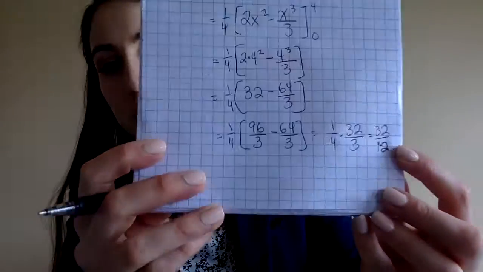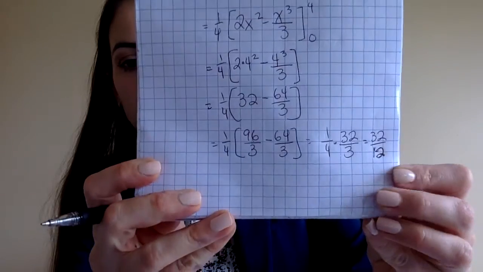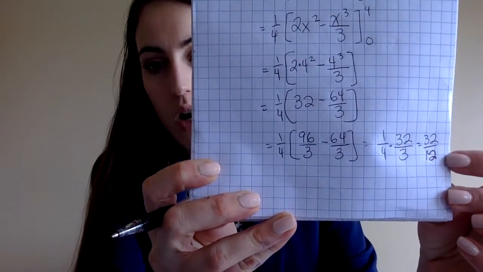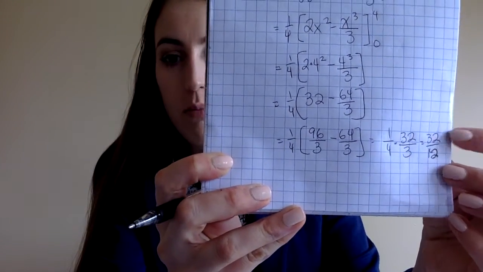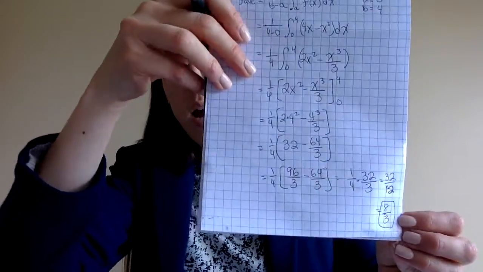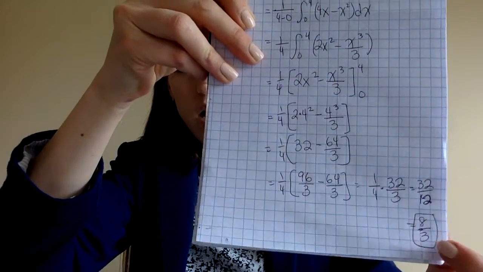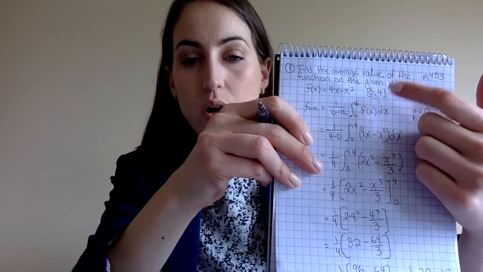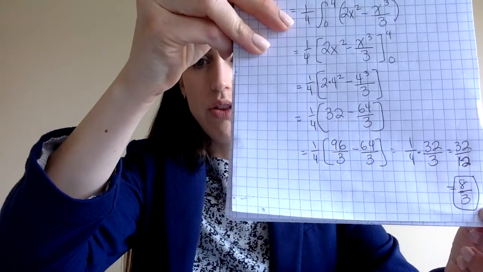32 over 12. All right, that's an even number. We know that can be reduced with a little trial and error, or with your calculator, you can see that 4 goes into both of those. 32 divided by 4 is 8 and 12 divided by 4 is 3. So 8 thirds is our reduced answer there. So that's our average value of the function on the interval from 0 to 4. 8 thirds is the average value of this function between 0 and 4. Okay, so that's your final answer there, 8 thirds.